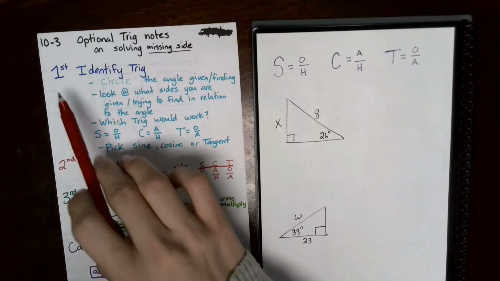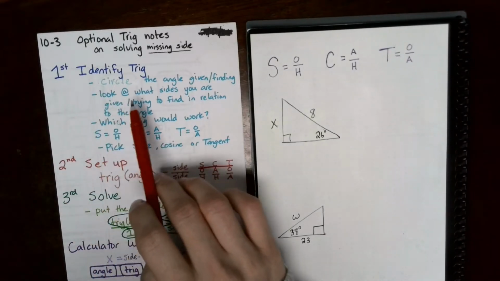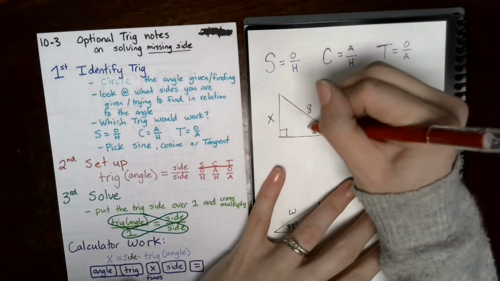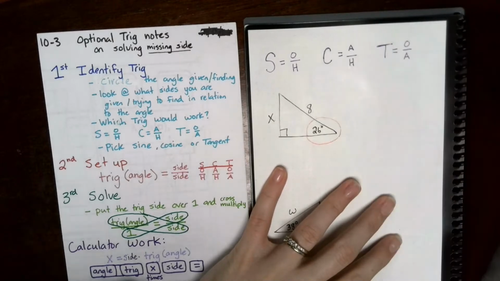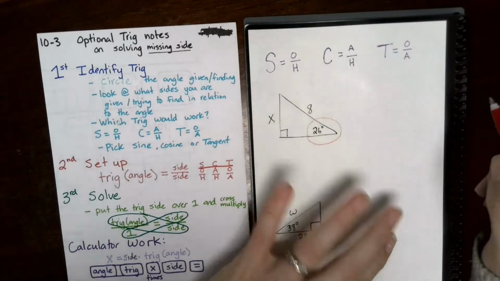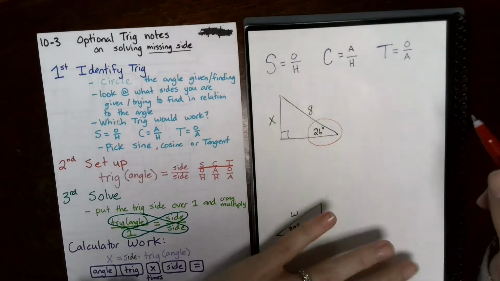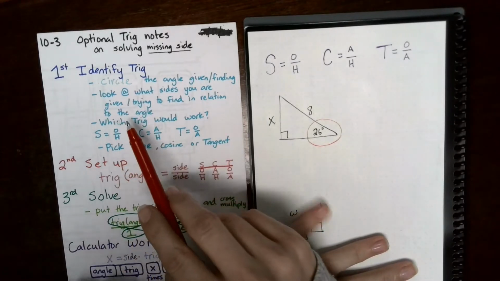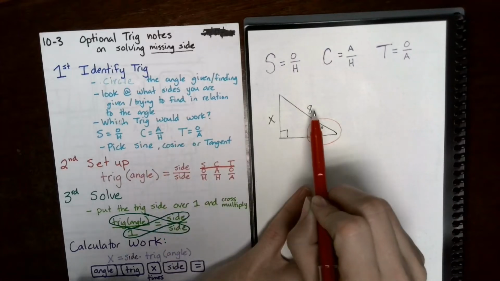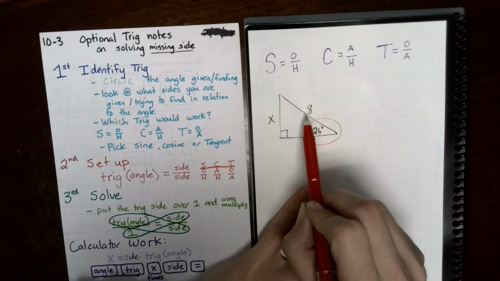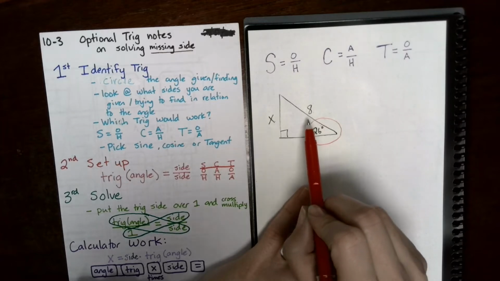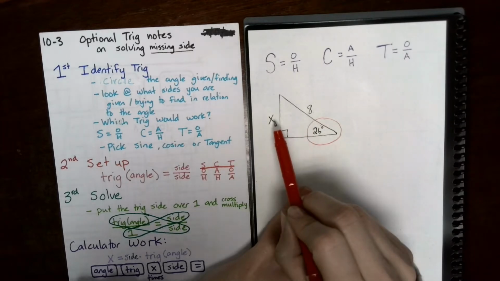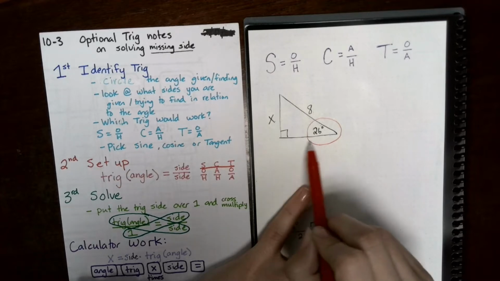So first, identify the trig. Circle the angle given, just like was recommended for us in part 1. Look at what sides you were given, trying to find the relation to the angle. So let's see. I'm given the hypotenuse. I know that's the hypotenuse because it's across from the right angle. And then I'm trying to find, what is this one? The opposite, right? We're not really working with adjacent.